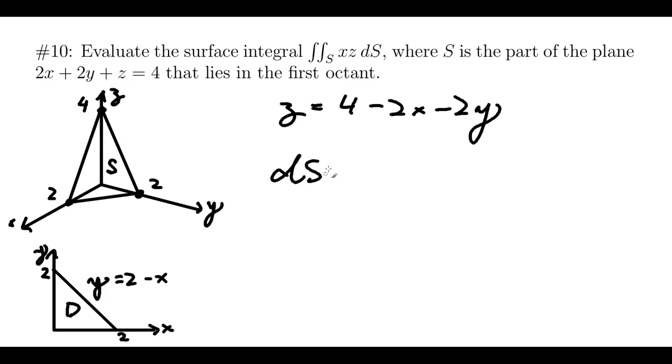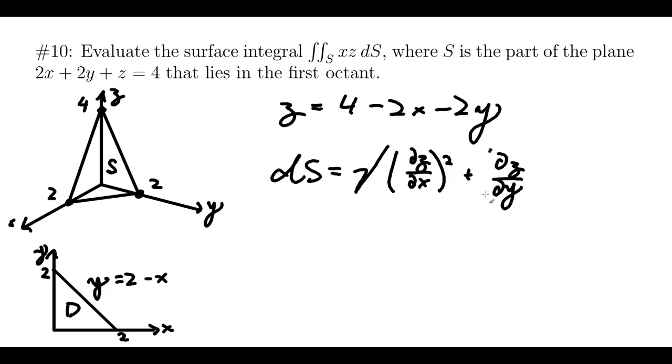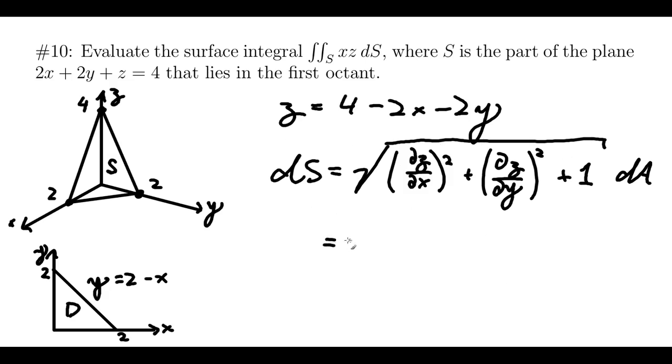dS, the differential surface area, is basically the thing that we used to compute surface area back in chapter 15. We can take the partial of z by x and square it. We can add the partial of z by y and square that. Add 1, take the square root of all of that, dA. This is the differential surface area.